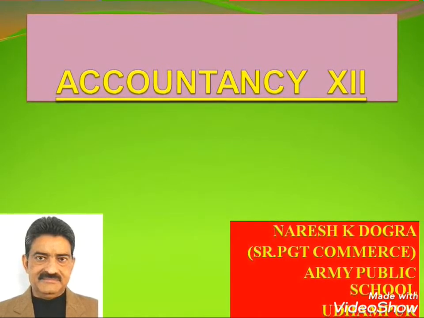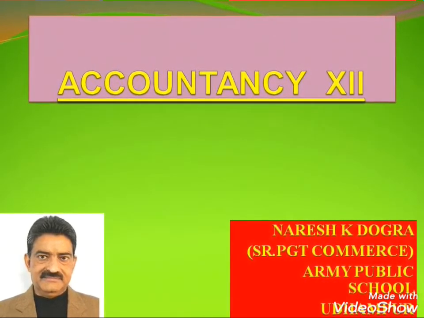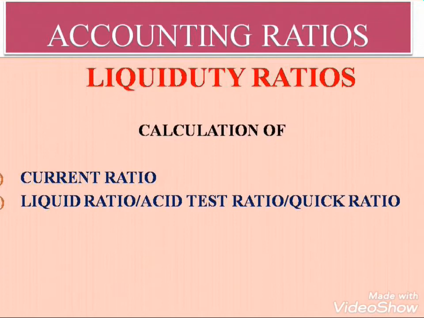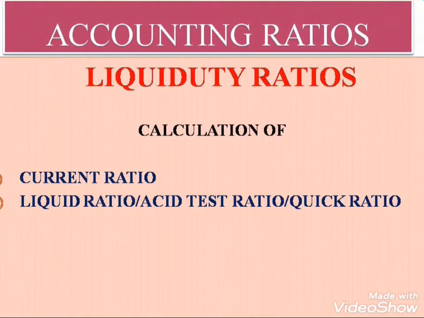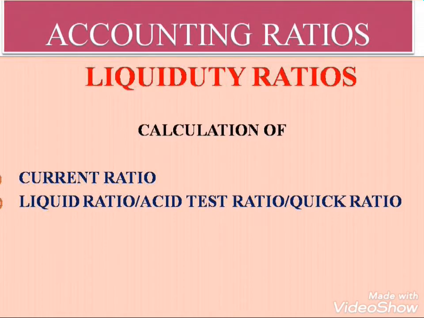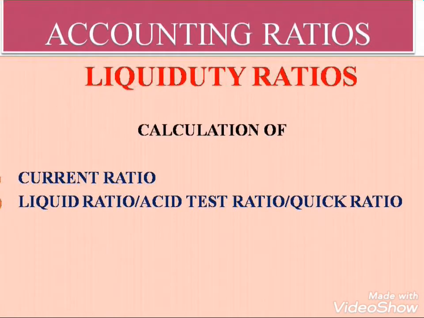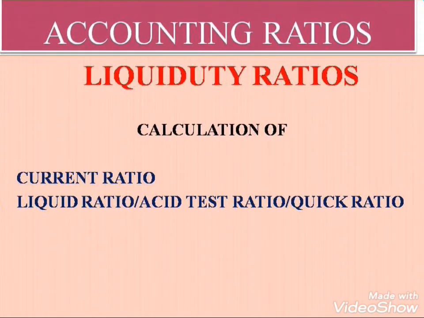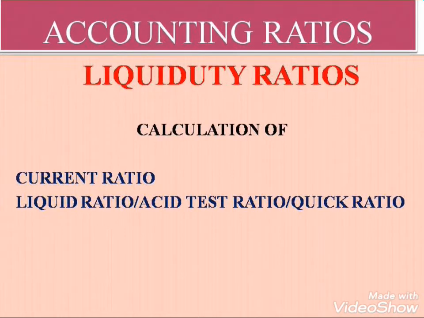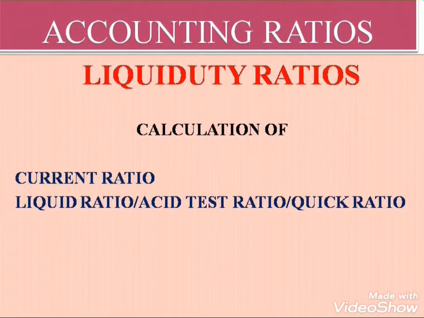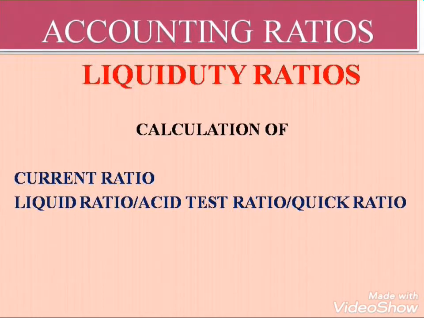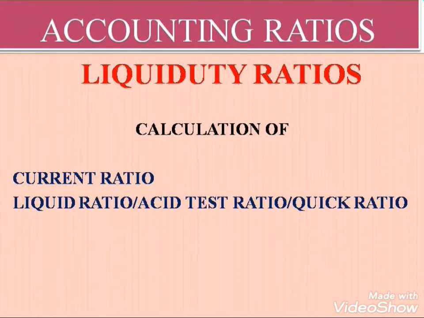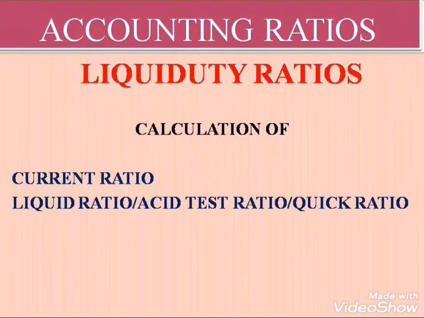In our previous video, we had discussed various types of accounting ratio. Now today, we are going to discuss the calculation part of various types of accounting ratio. Today, we will discuss liquidity ratios, and under the liquidity ratios, we are going to calculate current ratio and liquid ratio, also known as acid test ratio or quick ratio. Under the calculation part, we are going to solve various practical problems from NCERT book.